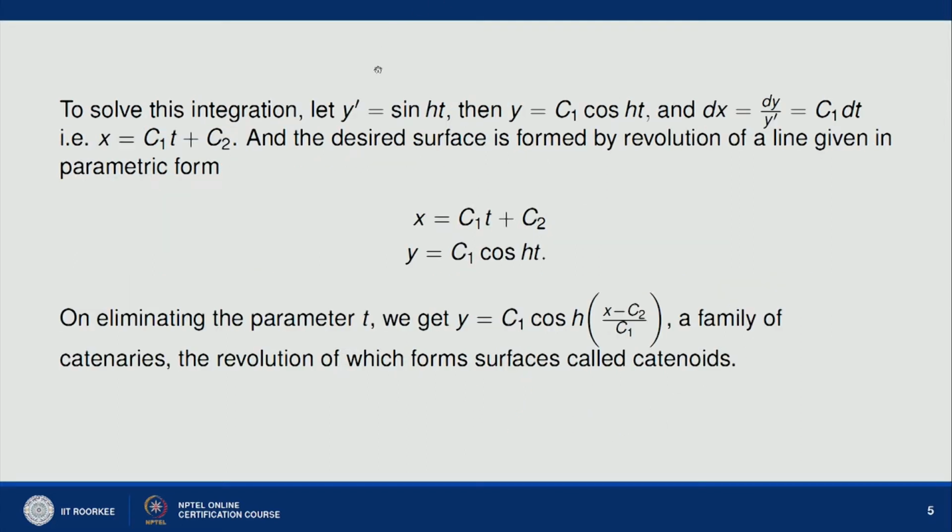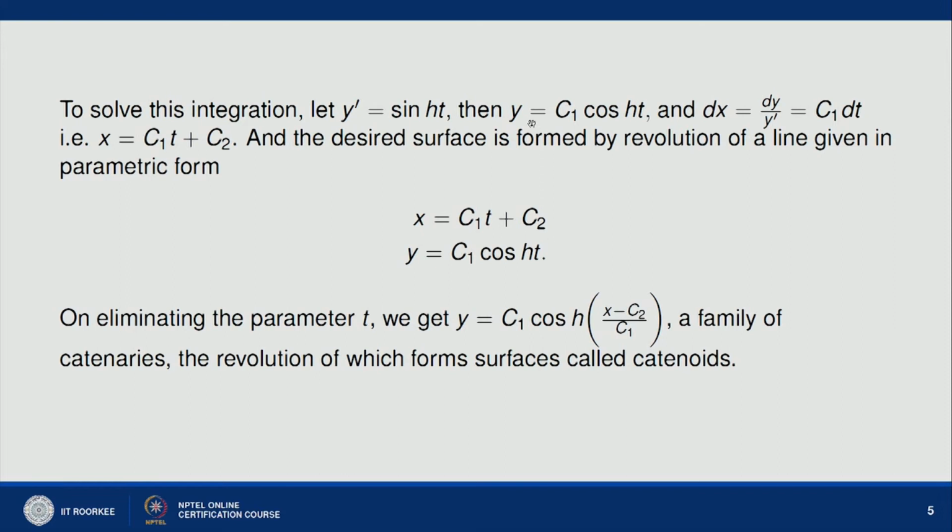So you can write it here that let y dash equal to sinh t, then y is coming out to be C1 cosh t, and we can find variable dx as dy upon y dash, and dy you can calculate is sinh t, and y dash you can simply say that it is coming out to be C1 dt, and when you integrate it, it is coming out to be x is equal to C1 t plus C2.